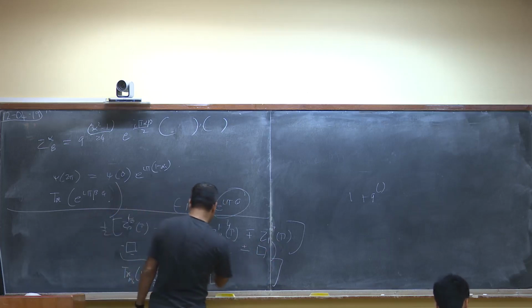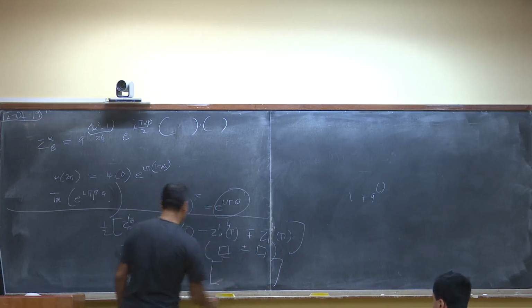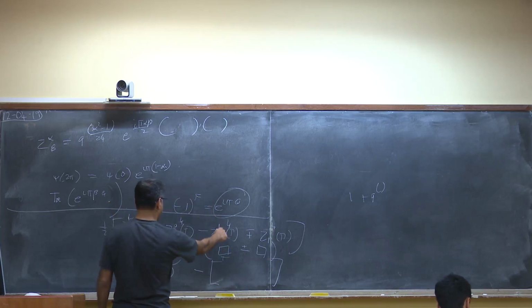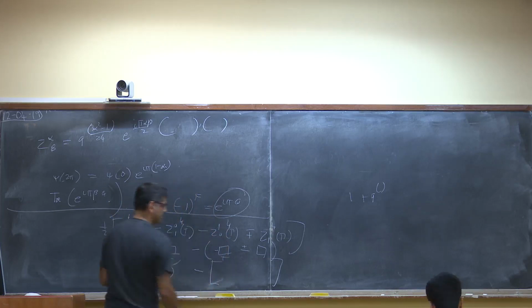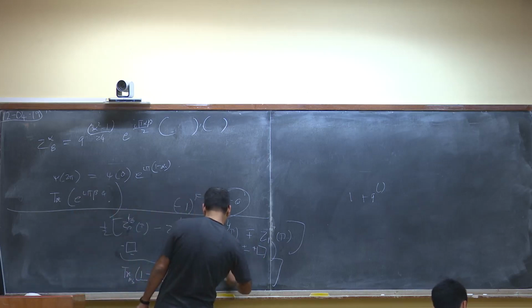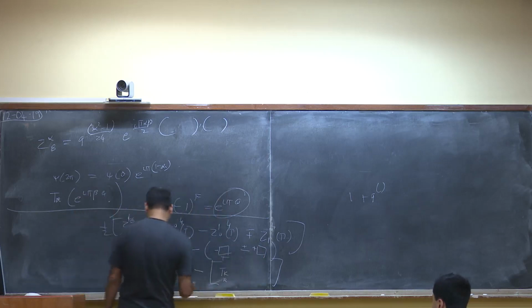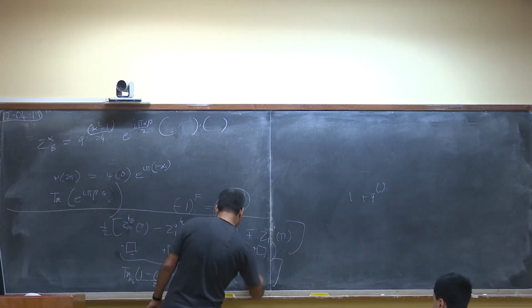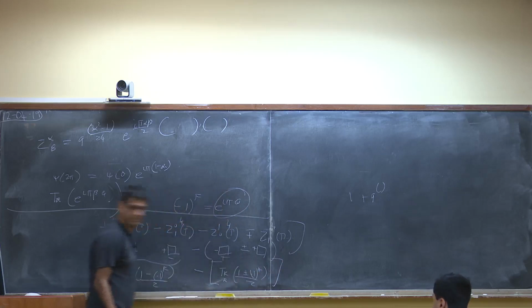This one was minus, and this one was plus. So this is the same thing as the trace in the Ramond sector of (1 plus or minus (-1)^F) divided by 2. But there is this minus here.